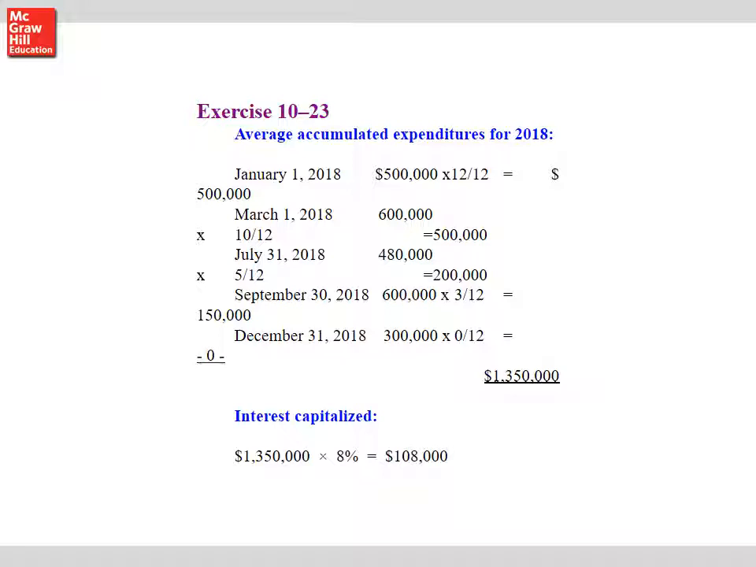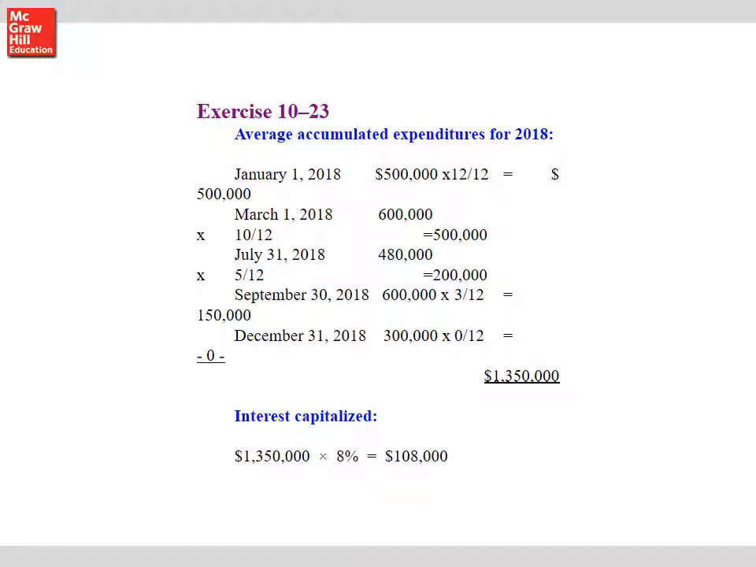Again, if we borrowed the money, how long would we have to calculate interest on that? Well, for 10 of 12 months. So we're only going to use 10 of 12 of that payment in determining interest, or $500,000.